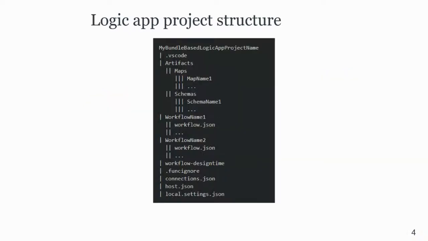And this is the Logic App project structure. If you have never worked with Logic App Standard, this is the project structure. So you have an artifacts folder, underneath you have maps and schemas. With consumption Logic App, there is a one-to-one relationship, one Logic App has one workflow, but with Logic App Standard, you can have many workflows in one Logic App, very similar to a function app. So you can have many functions inside one function app. And then there is a connection.json file, there's a host.json file, and the local settings file.